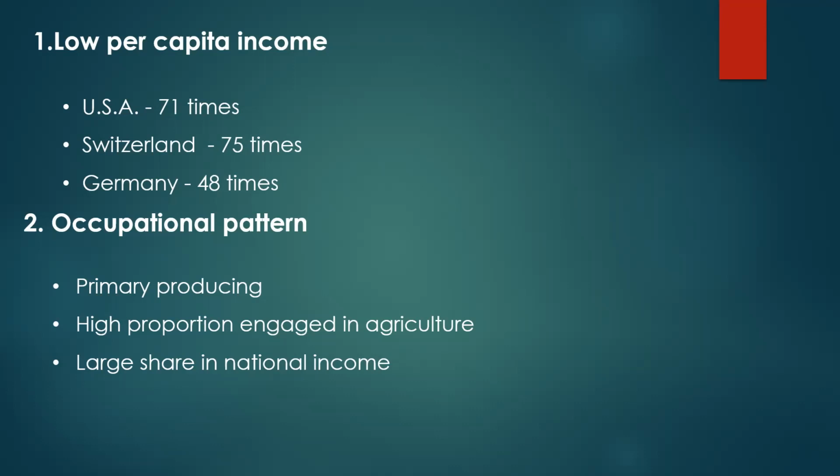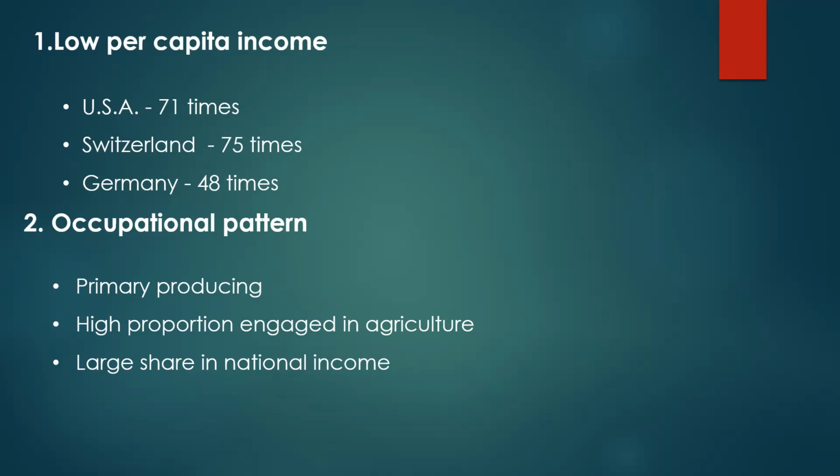The next one is occupational pattern. One of the basic characteristics of an underdeveloped economy is that it is primary producing. A very high proportion of working population is engaged in agriculture, which contributes a very large share in national income. In India, in 2017, about 51% of the working population was engaged in agriculture and its contribution to national income was 28%. The proportion of population engaged in agriculture in developed countries is much less than in underdeveloped countries.